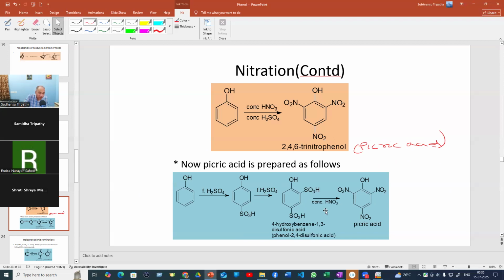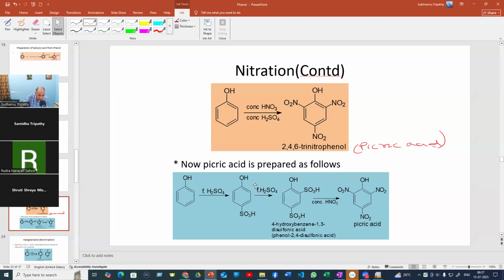Then you add conc. nitric acid, instead of adding a mixture of conc. nitric acid and conc. sulfuric acid. You first sulfonate it 2 times; 3 times is not possible. It will be so deactivating and the steric crowding will be so high, it's not possible. Then add conc. nitric acid and heat. You will find this SO3 2 minus will be the leaving group here, and at the same time there will be 3.